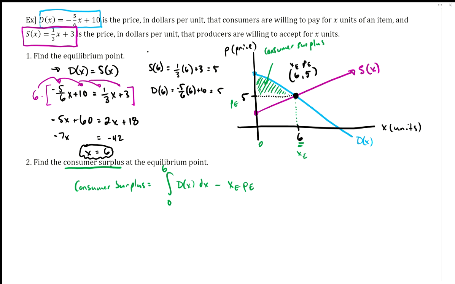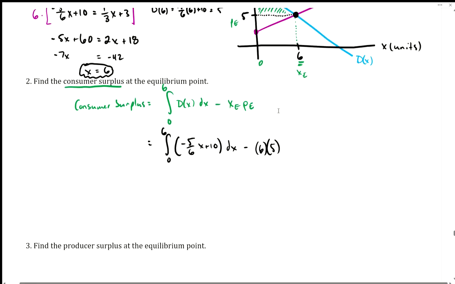So that's the setup, and now we'll continue with it. Let me change my color to black ink. I'm going to rewrite. So d of x is negative 5/6 x plus 10, and dx is just telling us how to integrate it. And then minus XE we have is 6, PE we have is 5. We're just making sure we can integrate this from 0 to 6.